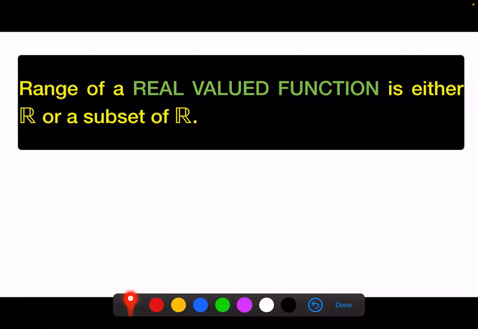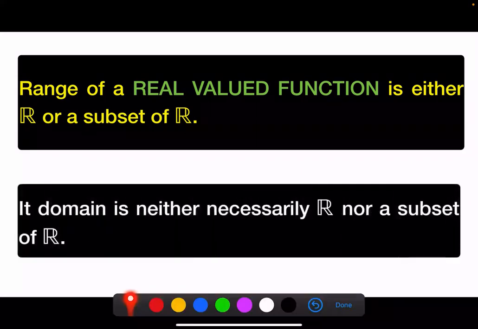Okay, so if you say that a function is a real valued function, आपका जो elements है output में, those elements should be either all the real numbers or maybe a part of the real numbers, a subset of the real numbers. ये आपको याद रखना पड़ेगा. Okay, and then here we are not saying anything about the domain. Domain कुछ भी हो सकता है. आपका range should be either real numbers or a subset of real numbers. Domain is not necessarily the real numbers, nor is it a subset of real numbers.